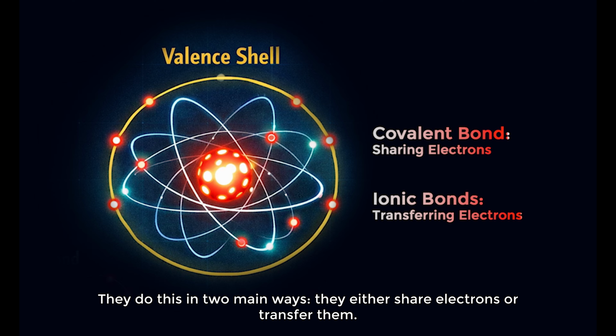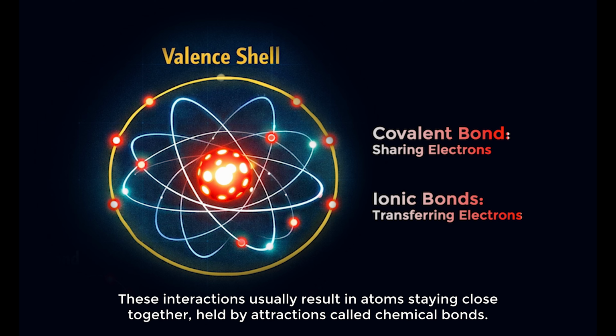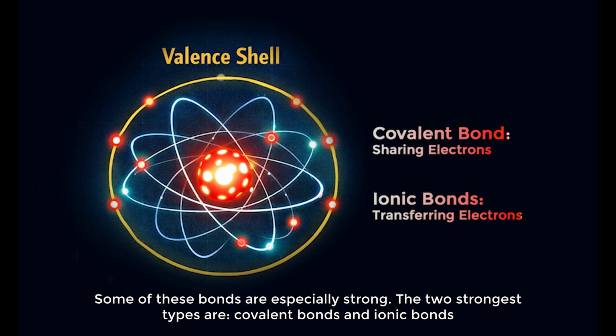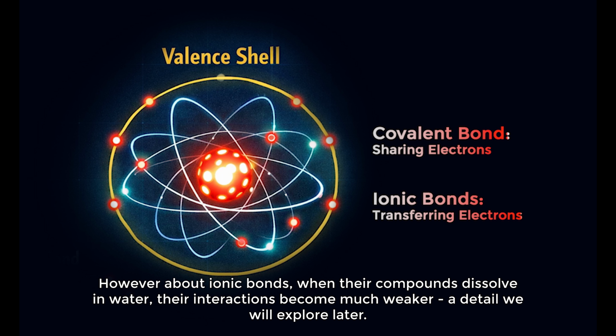They do this in two main ways. They either share electrons or transfer them. These interactions usually result in atoms staying close together, held by attractions called chemical bonds. Some of these bonds are especially strong. The two strongest types are covalent bonds and ionic bonds. However, when ionic compounds dissolve in water, the interactions become much weaker. A detail we will explore later.